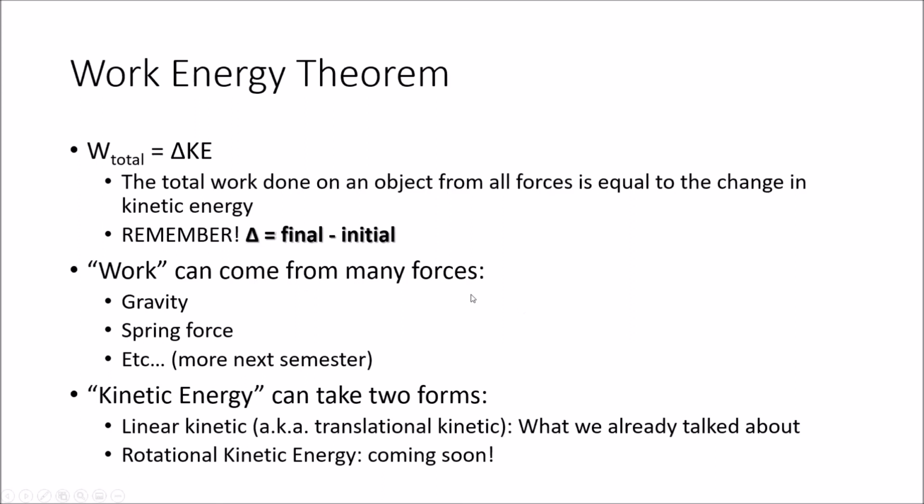The work-energy theorem says that the total amount of work done on an object is equal to the change in kinetic energy of that object. So work total. Take the work from every single force on an object, add them all up. That equals the change in kinetic energy of that object.